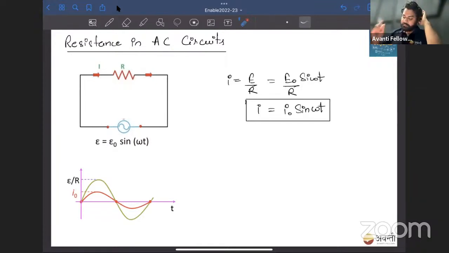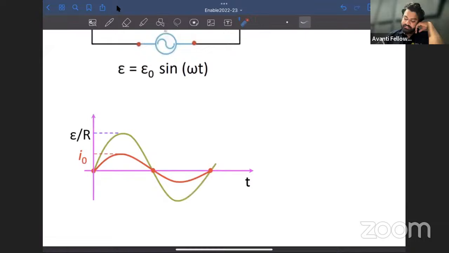Simple. So if I apply this AC voltage, then what is the current? E by R. E is E naught sine omega t, divided by R. So I can write I naught sine omega t, where I naught is the maximum current, that is E naught by R. Simple. And how will the current pattern be? Look here. This green curve is E naught only.